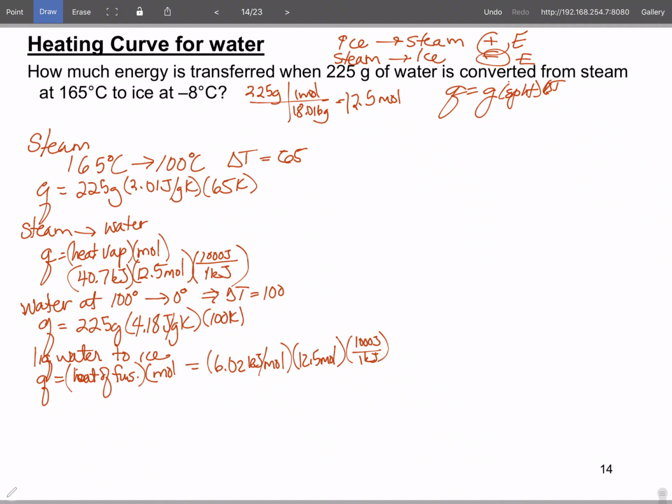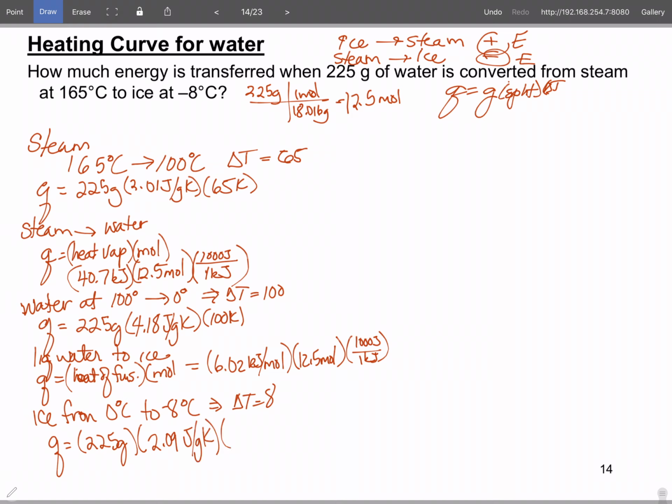And then we're going to move ice from 0 degrees C to negative 8 degrees C, which means my delta T is equal to 8. So Q is equal to 225 grams times the heat of fusion of ice, which is 2.09 joules per gram per K, times delta T, which is 8.